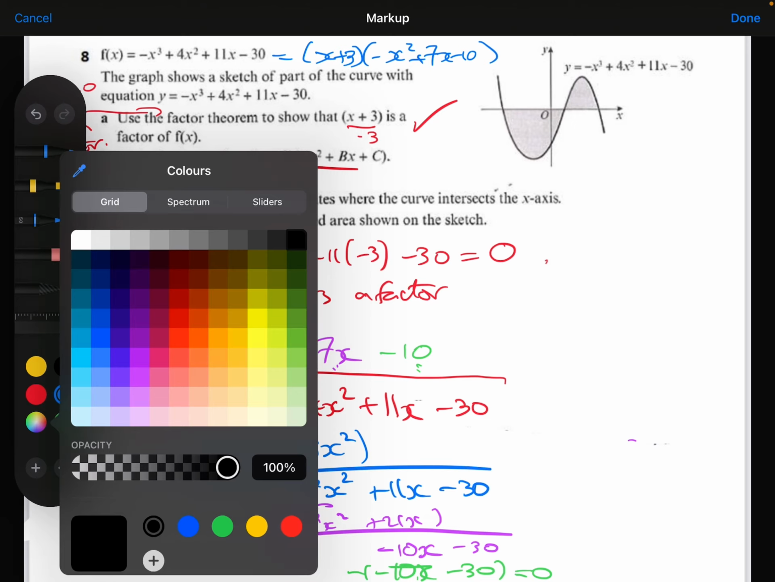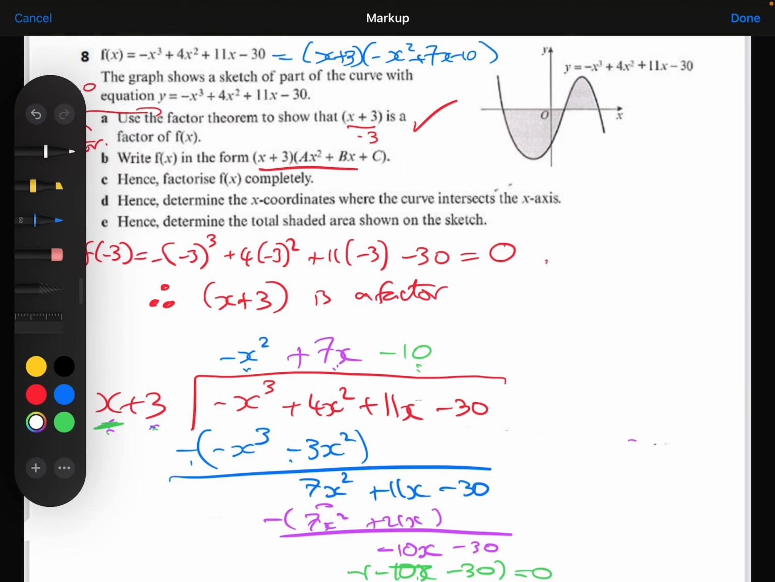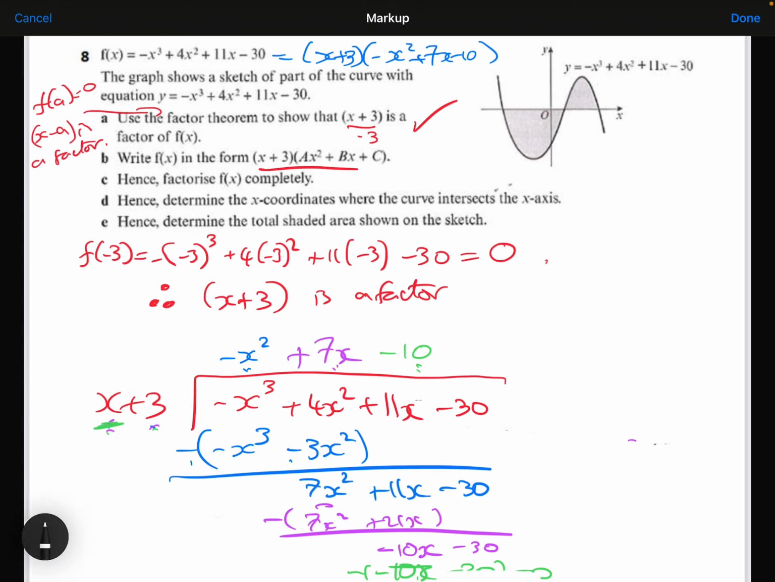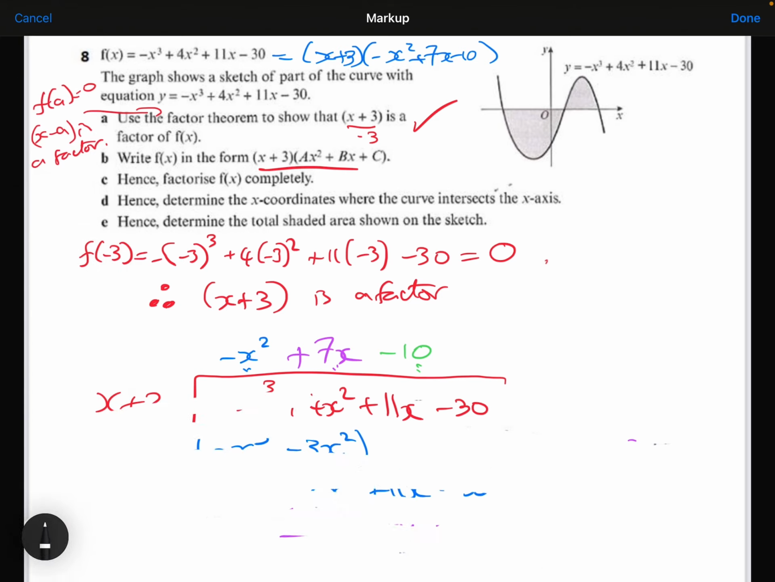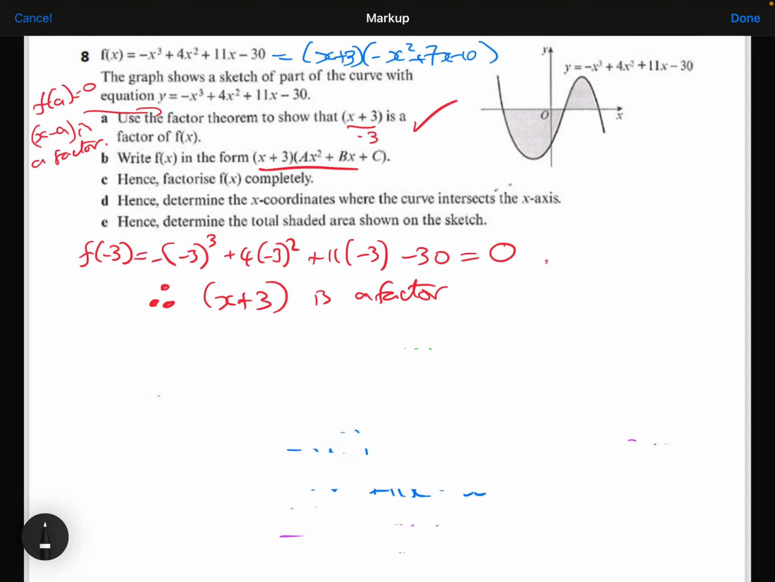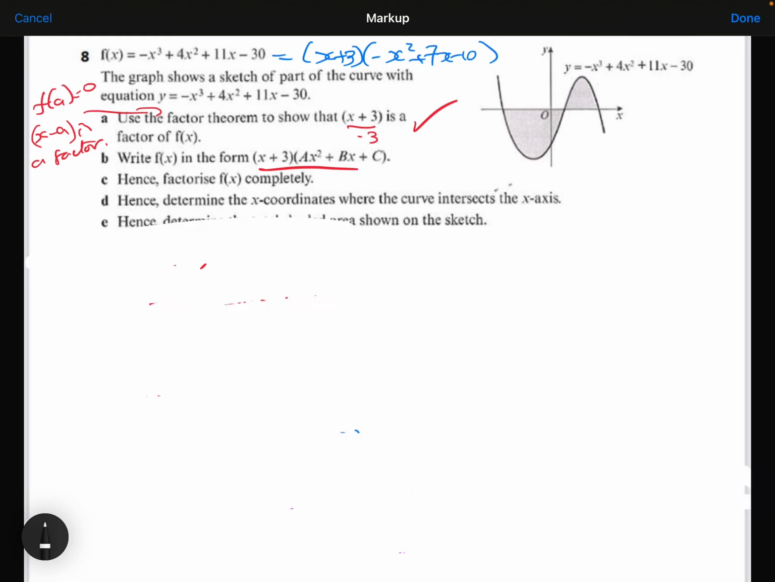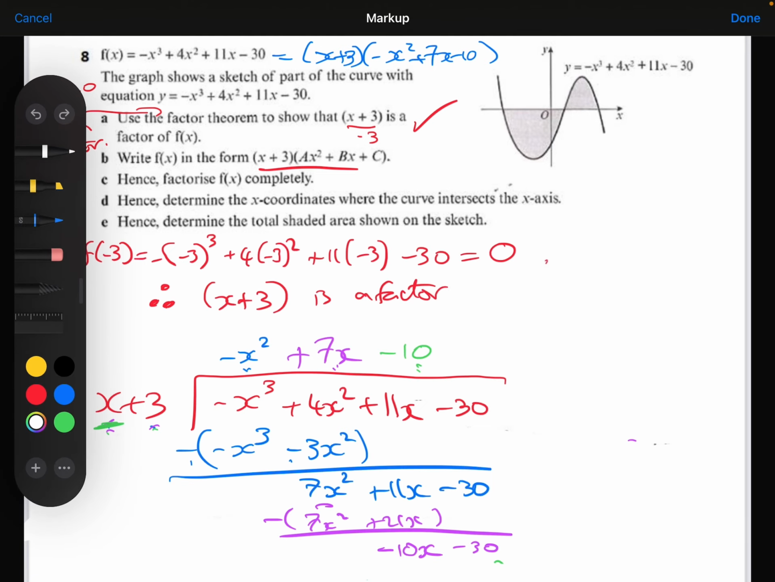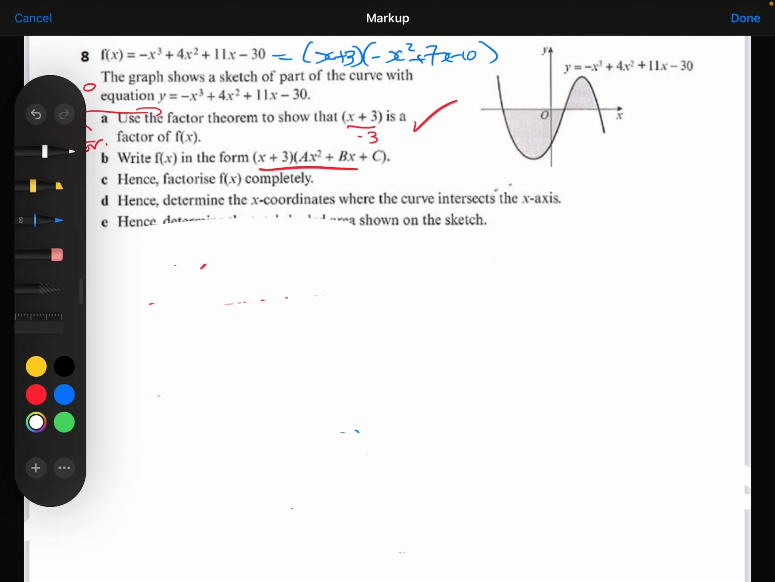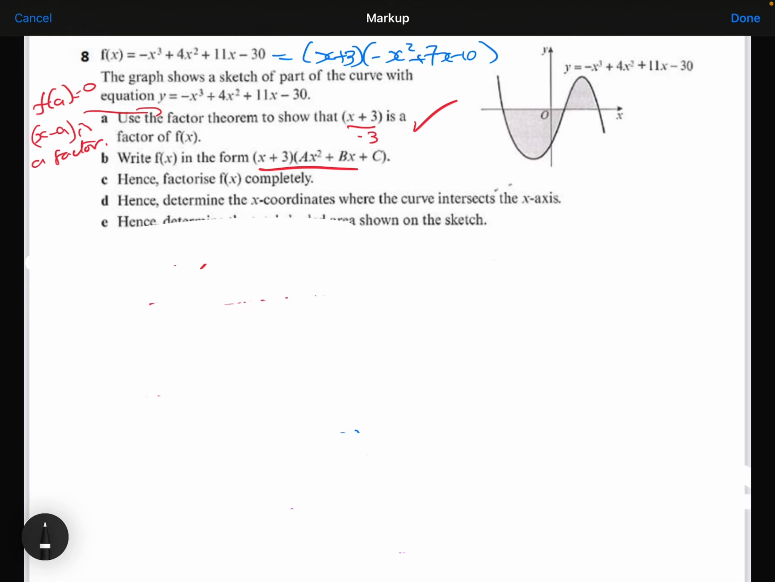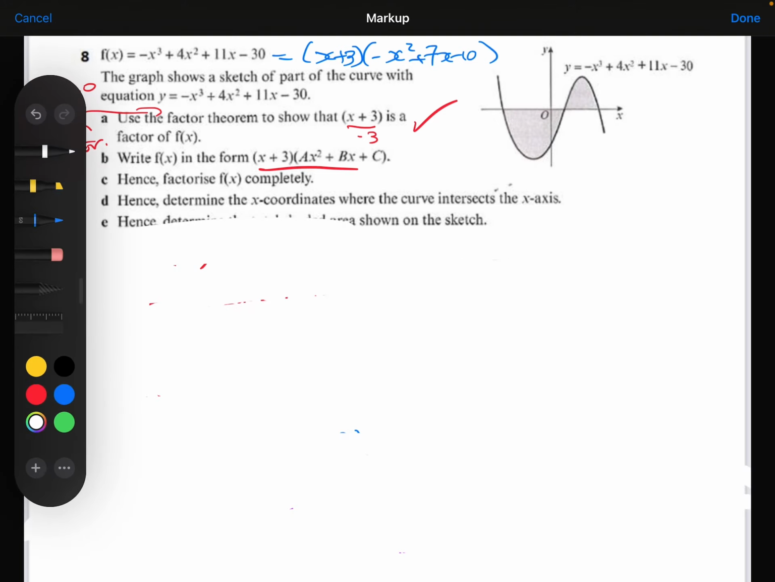So I'm just going to create a little bit more space for me here so I can now do parts C, D and E. So let me just get rid of all of that. Oops, too much. Right, that'll be fine.